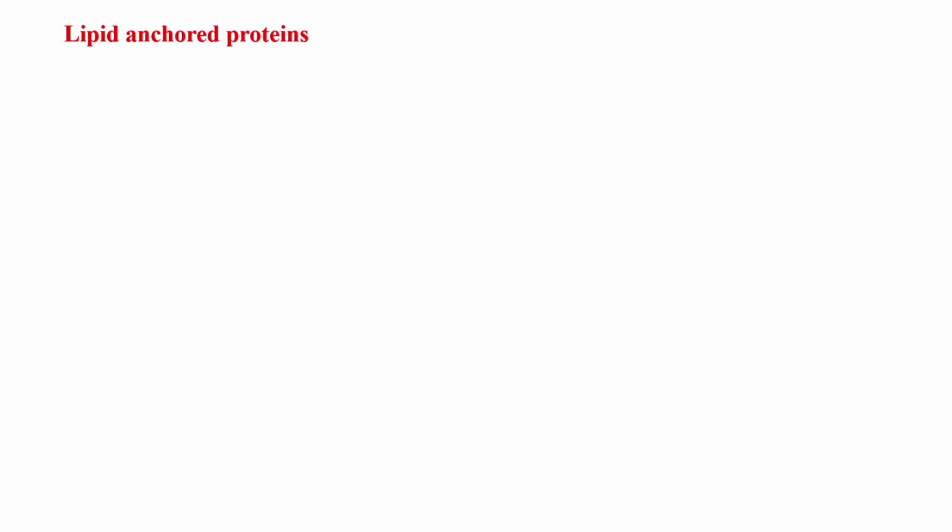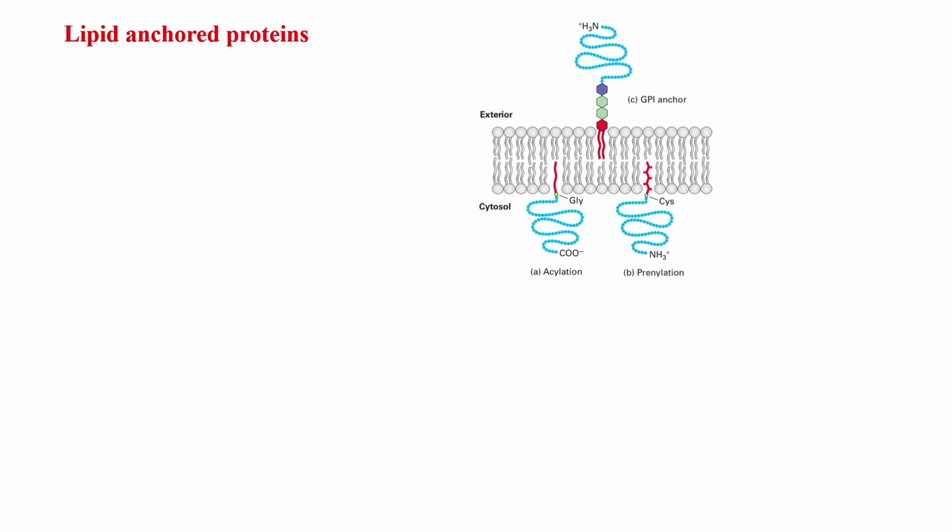In my previous video, I discussed that there are three major categories of proteins present in the plasma membrane. One is called integral membrane protein, another is lipid anchored protein, and the third is peripheral protein. Today we are going to learn about lipid anchored proteins. Lipid anchored proteins attach to the plasma membrane with the help of lipid molecules.